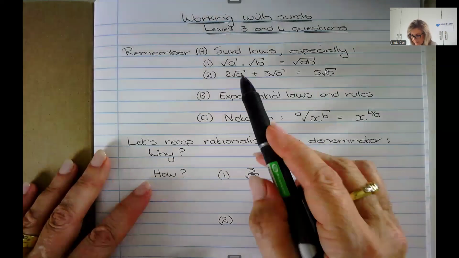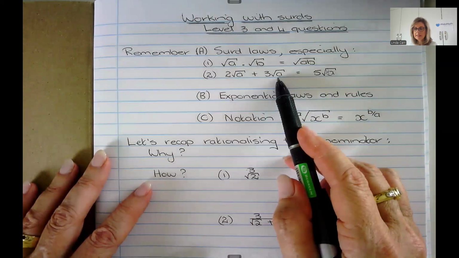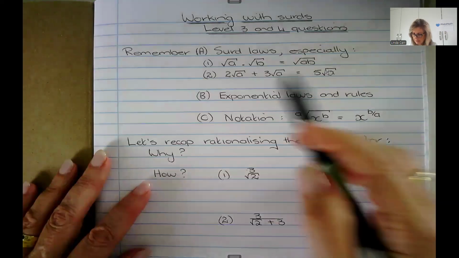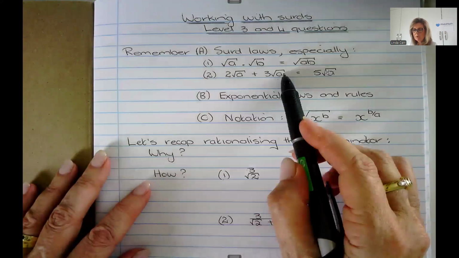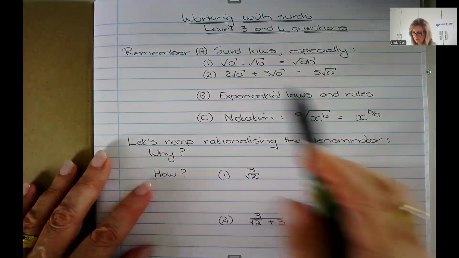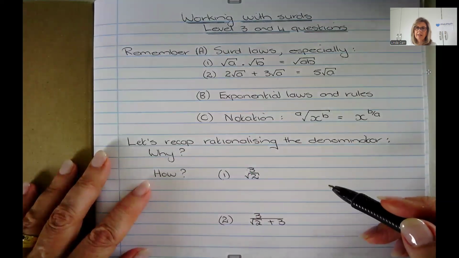When you're adding surds, it's even stricter. It's like algebra. So you basically can only add or subtract like surds, meaning that they must both be root A or they must both be root B before you can add. So 2 root A plus 3 root A gives you 5 root A.